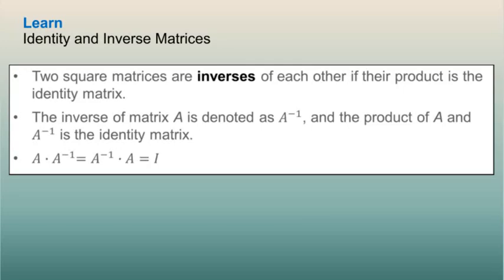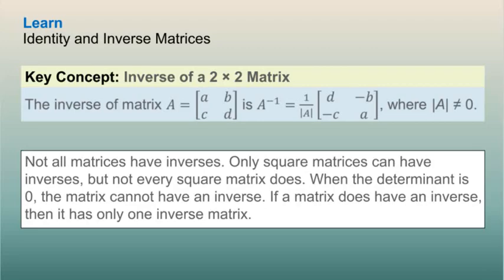Two square matrices are inverses of each other if their product is the identity matrix. So the inverse of matrix A is denoted as A superscript -1, and the product of A and A superscript -1 is the identity matrix. So when you multiply a 2 by 2 matrix by its inverse, you should get an answer that looks like this: 1, 0, 0, 1.